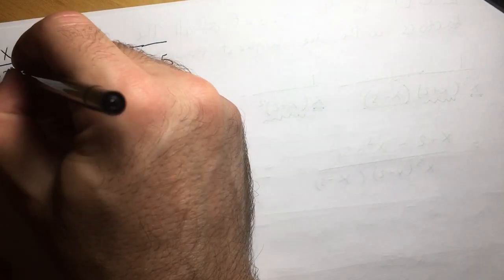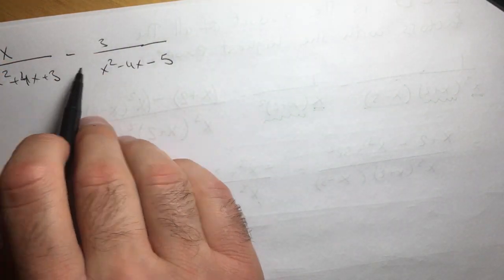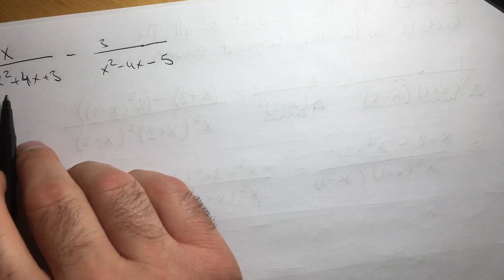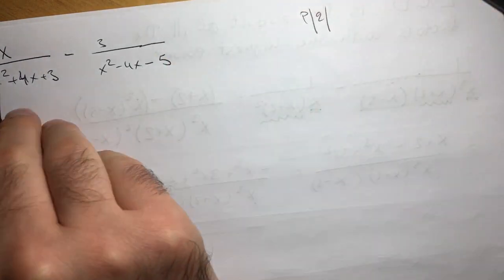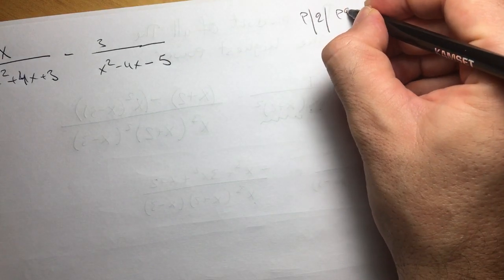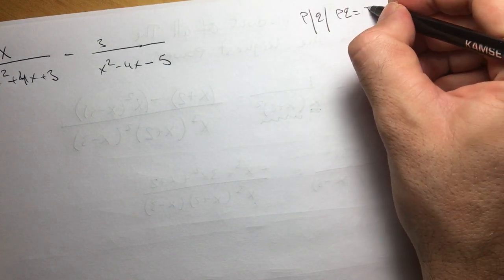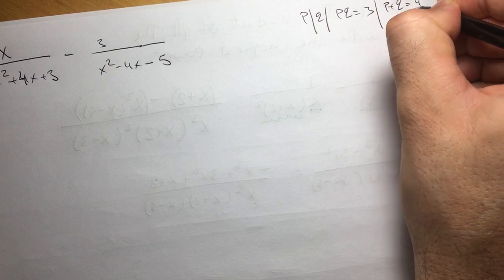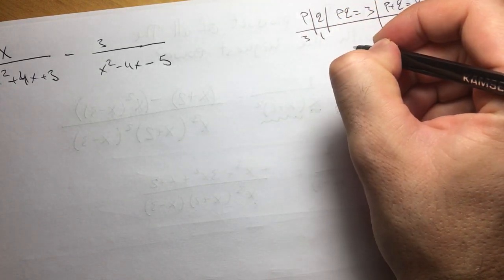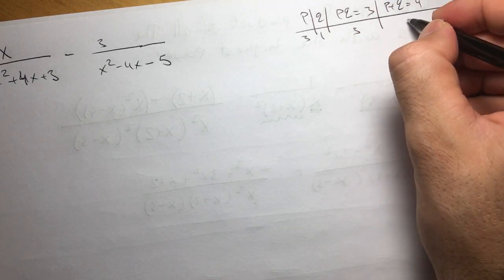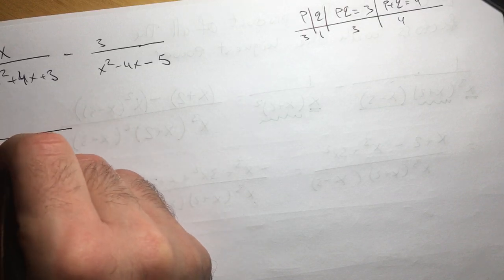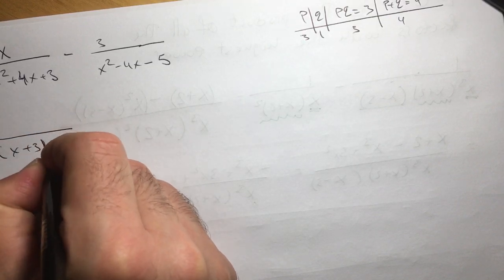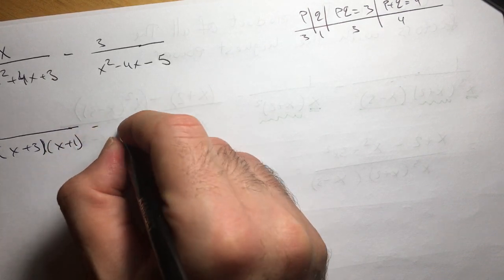Okay, so we have to first factor these two denominators. Either use the factor theorem, or if you don't use the factor theorem, then find these two numbers p and q. So I'm factoring this denominator here such that p times q is equal to 3 and p plus q is equal to 4, and obviously that's 3 and 1, right? 3 times 1 is 3, 3 plus 1 is 4. So the first denominator can be factored as x plus 3 times x plus 1, minus.